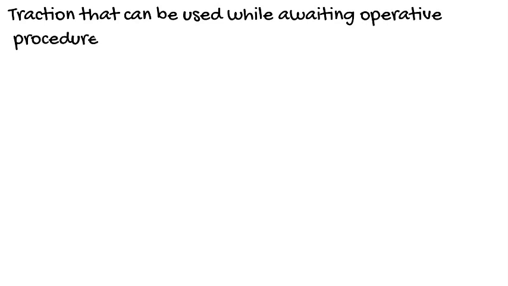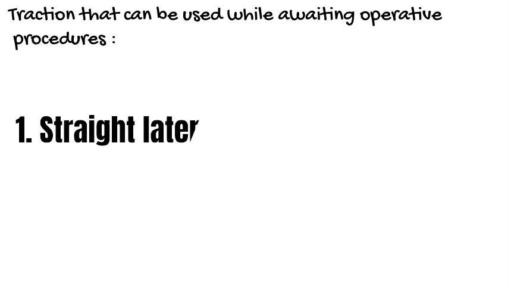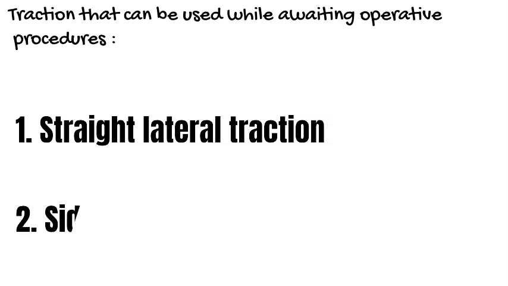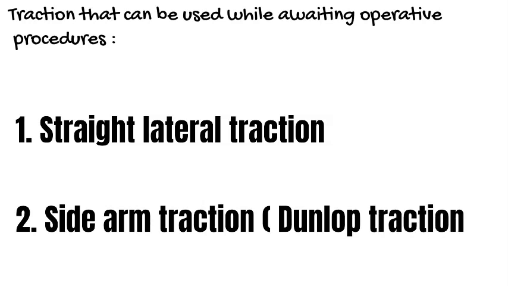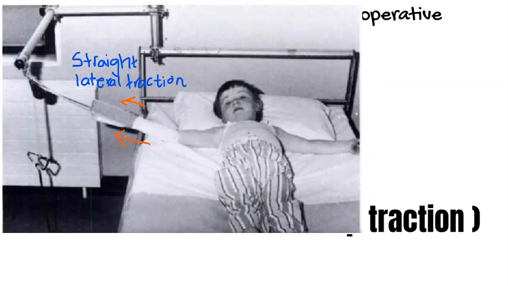Traction can be used while waiting for operative procedures. We can use one, straight lateral traction, I will show you the illustration, and number two, sidearm traction or Dunlop traction, I will show you the figure. The first figure shows the straight lateral traction that is being used for this patient while awaiting operation. You can see the direction of pull is straight with the weight on the other side.